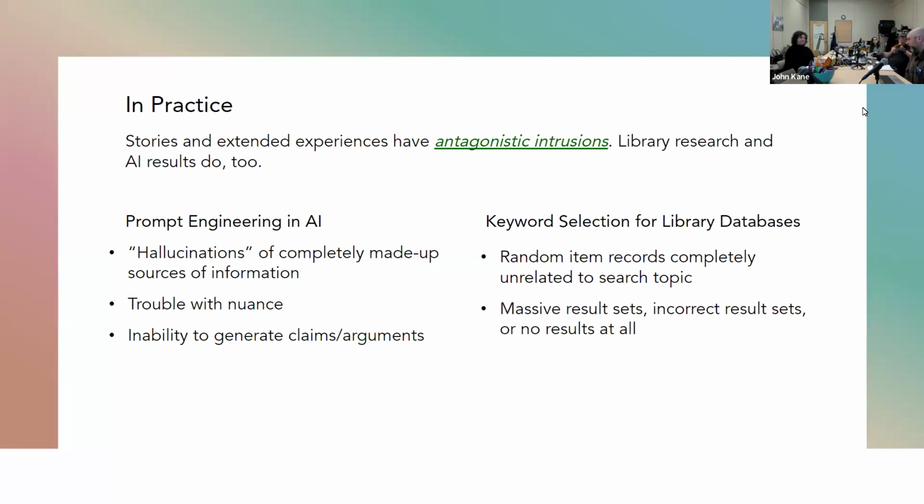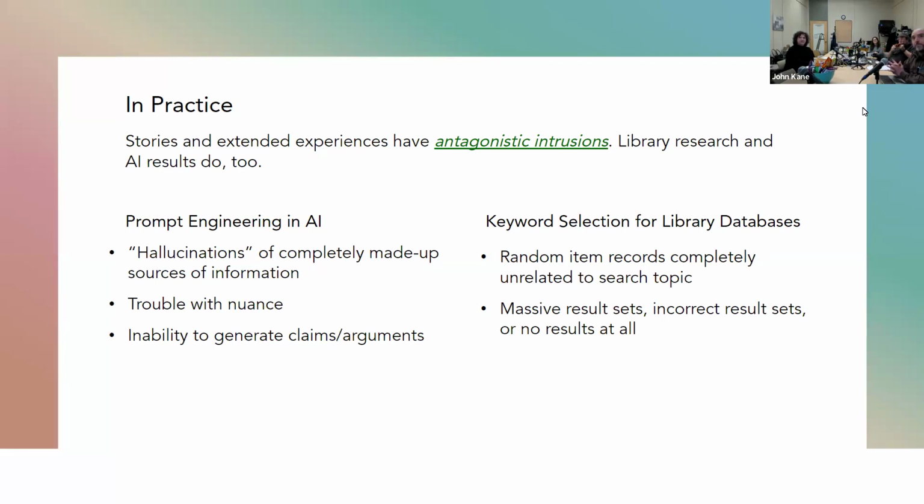It also, the AI, because it's a computer, sometimes has trouble with nuance, just like metadata did at times, right? And I found it has an inability to generate claims and arguments in the ways that many composition teachers and other professors, especially not in the hard sciences, want. And how does that work with the library, Deborah?